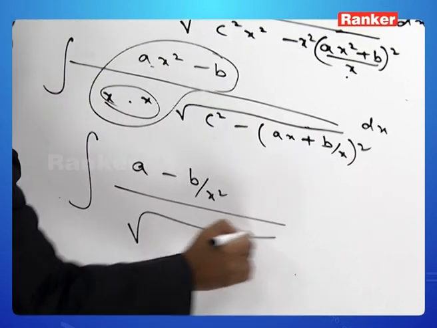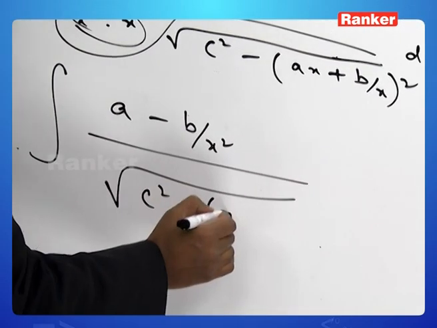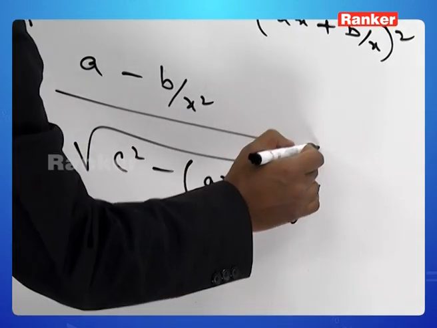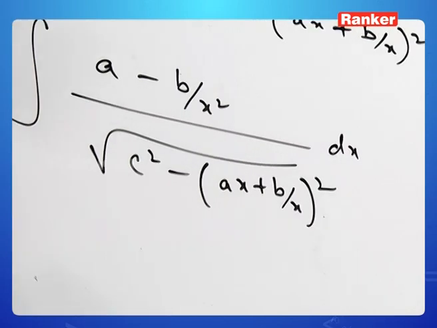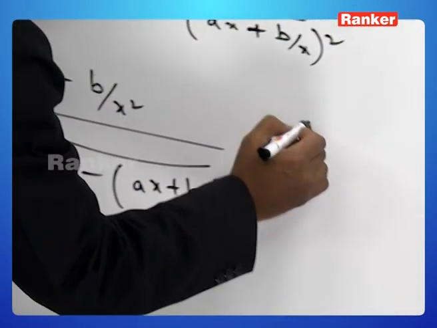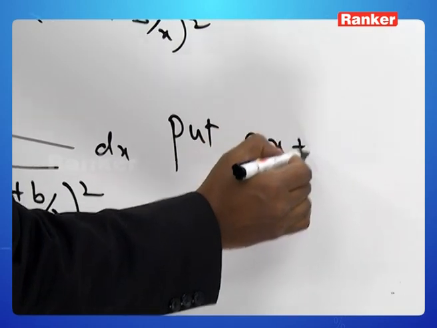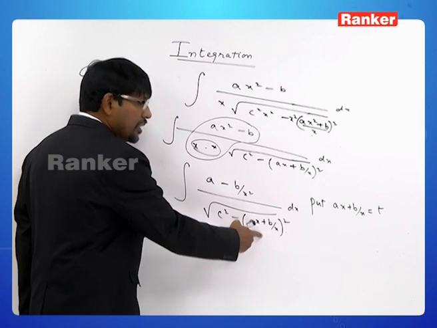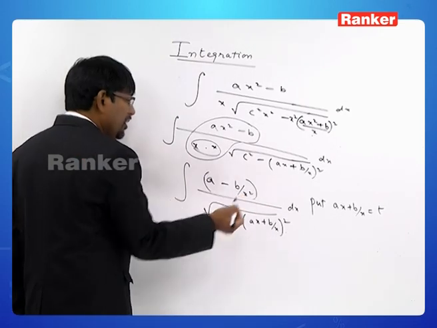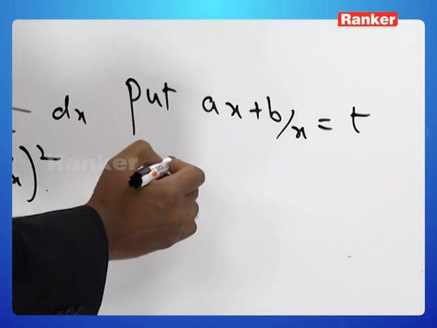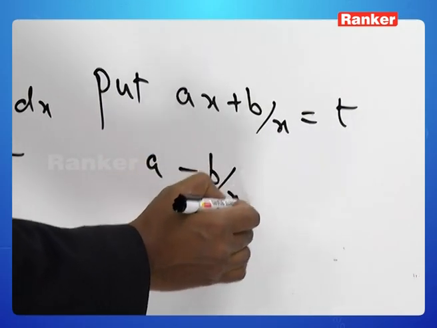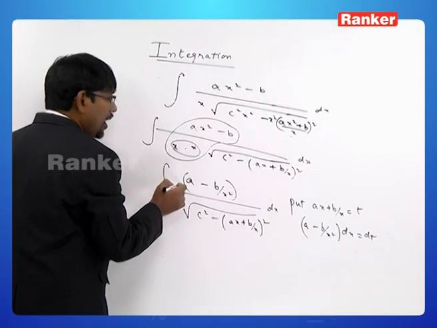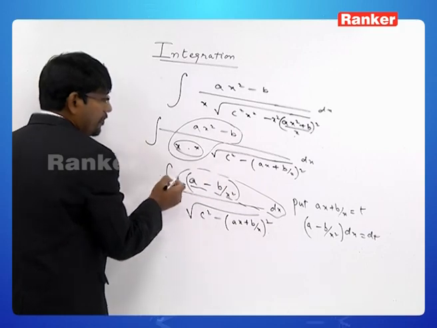And we have in the denominator c square minus of (ax plus b by x) the whole square, dx. Now it is clear from here, if I put ax plus b by x as some t, this is in the form of root over c square minus t square. And in the numerator, let us differentiate: (a minus b by x square) dx will be dt.